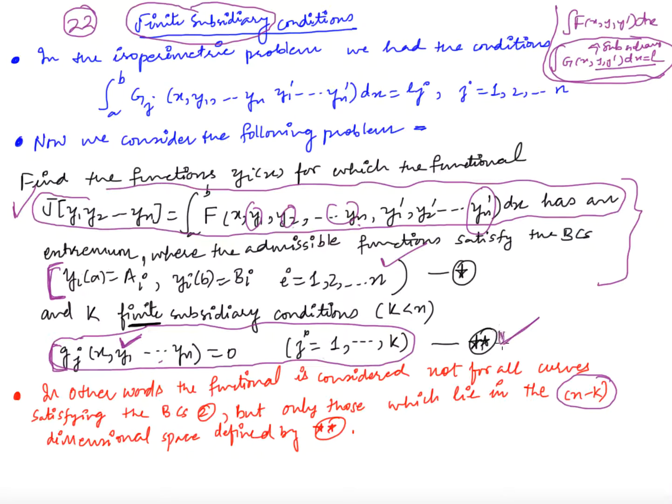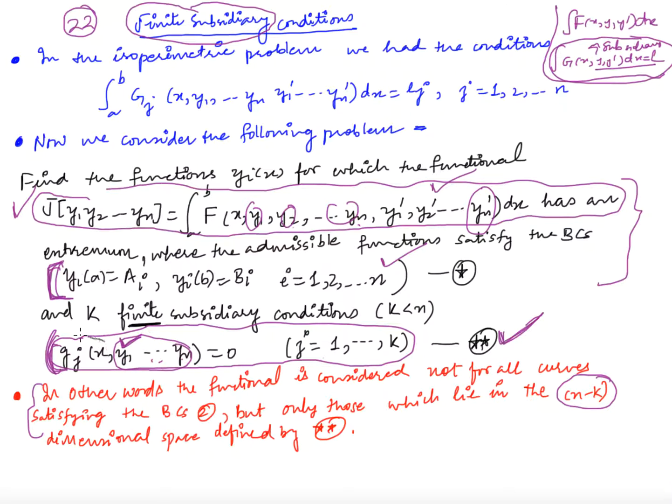by this double star. So basically we know that if we have y1, y2, yn as our variables, these are the input functions, and these satisfy k conditions, then it means that we are in an n minus k dimensional space. If you don't understand this, it's okay. Just we are looking for an extremal of this functional which satisfies these boundary conditions and these k separate conditions.